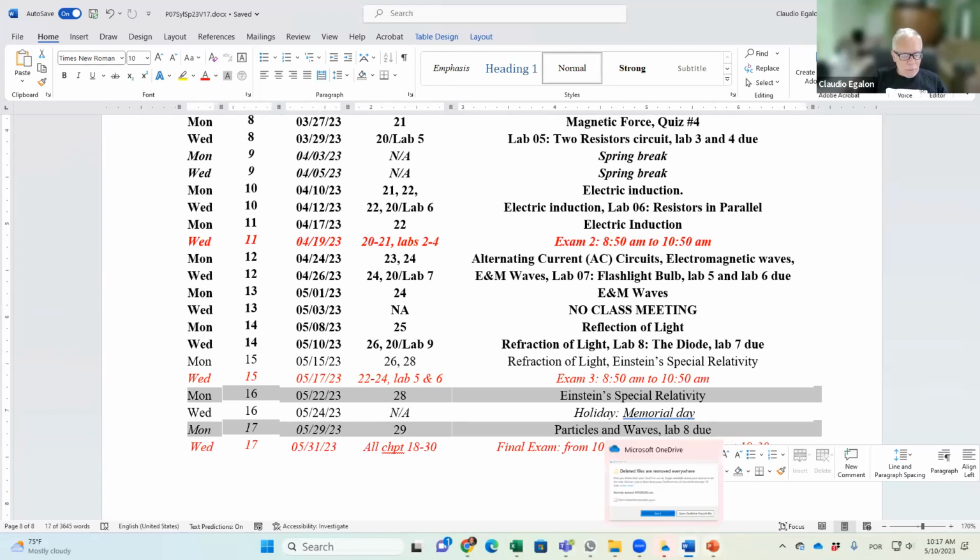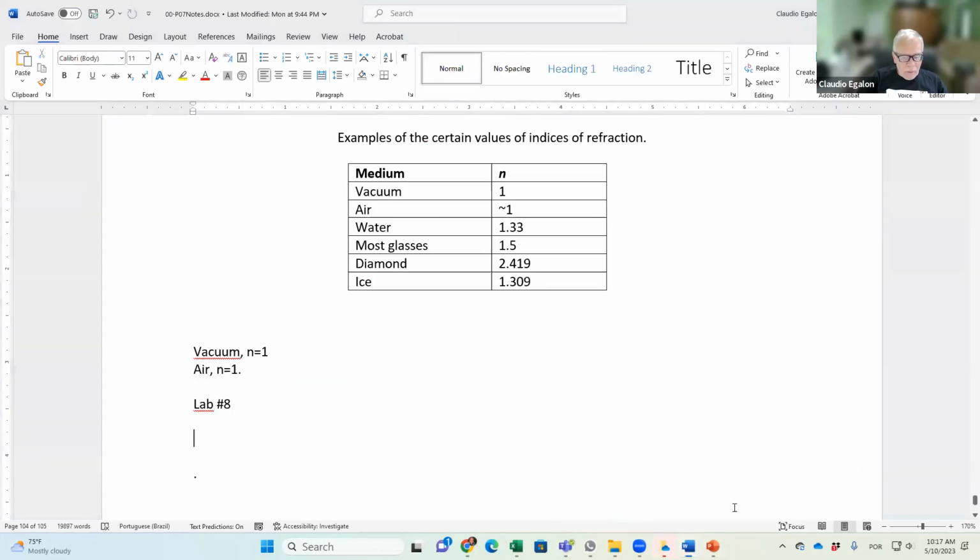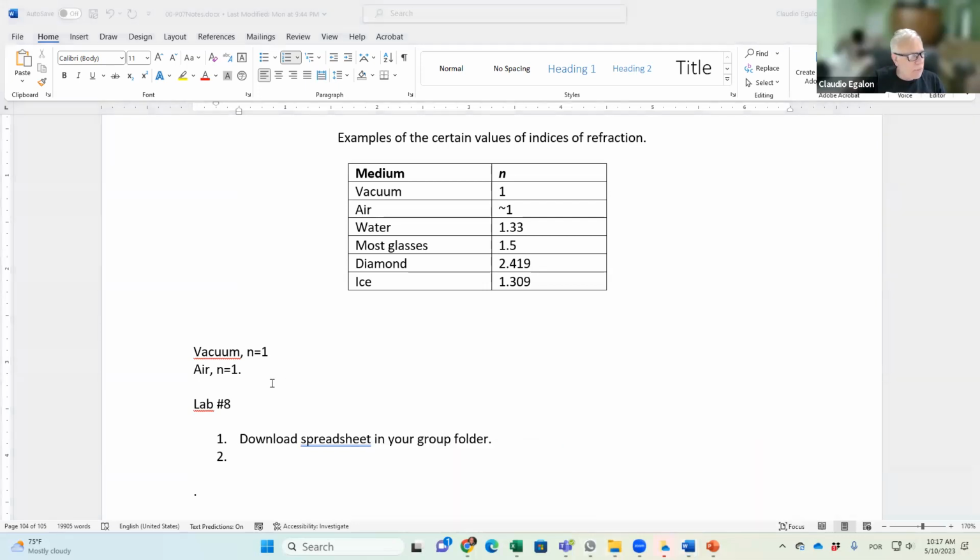Now I want you to download. Let's start with downloading the lab number 8, right? Download the spreadsheet in your group folder. And I'm going to get open also. And today's lab is another ohmic element, another non-ohmic element. The diode.